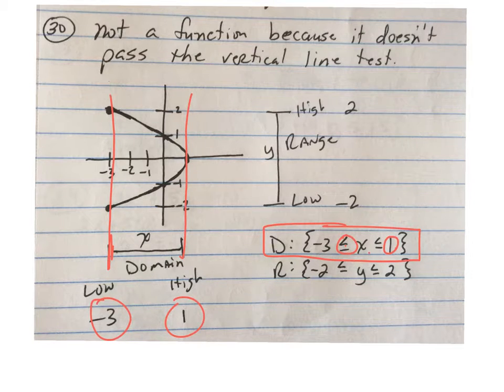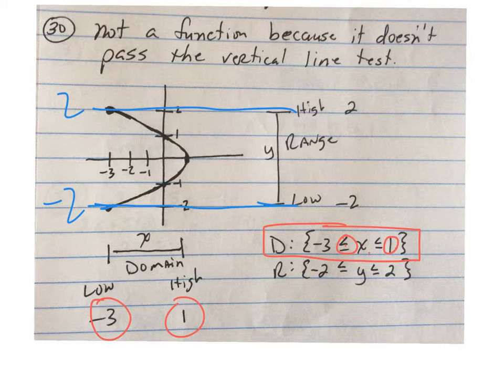Then your range are your y values. So again, it's your lowest and your highest. So your lowest happens to be -2, your highest has to be +2. Therefore, your range is your y values between -2 and +2, and again, it's solid as well. So y is greater than or equal to -2, or y is less than or equal to 2.